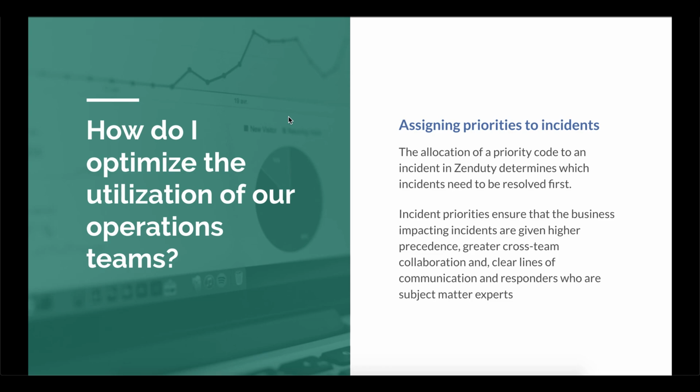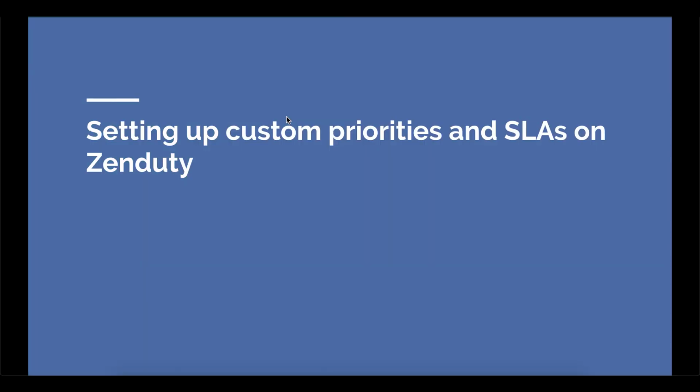It is also important from an incident management perspective that you're able to assign priorities to different incidents so that you're able to prioritize which incidents to solve first, which incidents to solve second, and so on and so forth. Most companies or most SRE teams or operations teams have a L0, L1, L2 or a P0, P1, P2 kind of a priority matrix, and that is something that you can also implement within Zenduty. So in the next couple of minutes, I'll show you how you can set up custom priorities and SLAs within Zenduty.